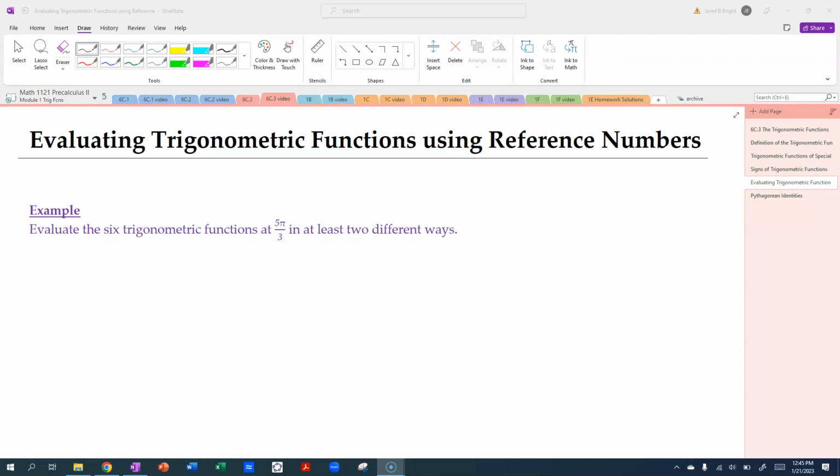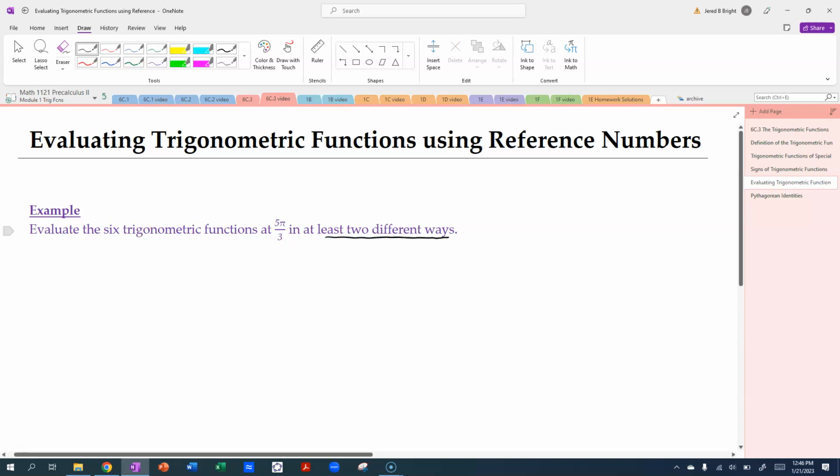Welcome, and we are going to continue evaluating trig functions using a second method. We have a prompt here. It says evaluate trig functions at 5 pi over 3 in at least 2 different ways. That's new. Let's first evaluate the trig functions at 5 pi over 3 as we know how already.